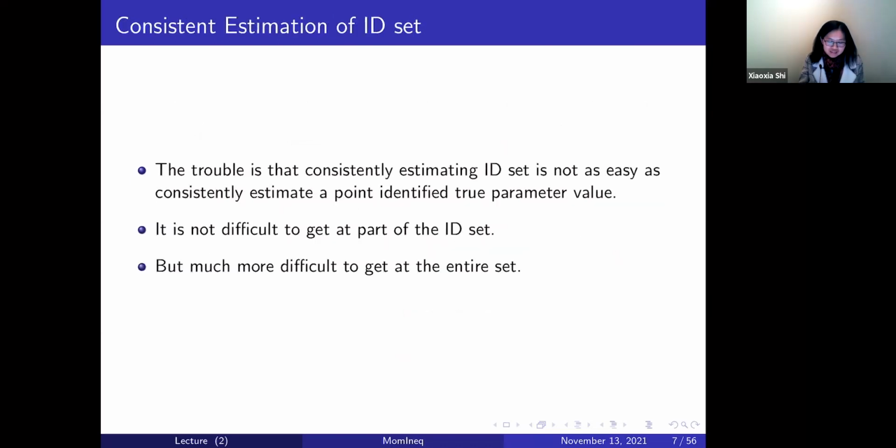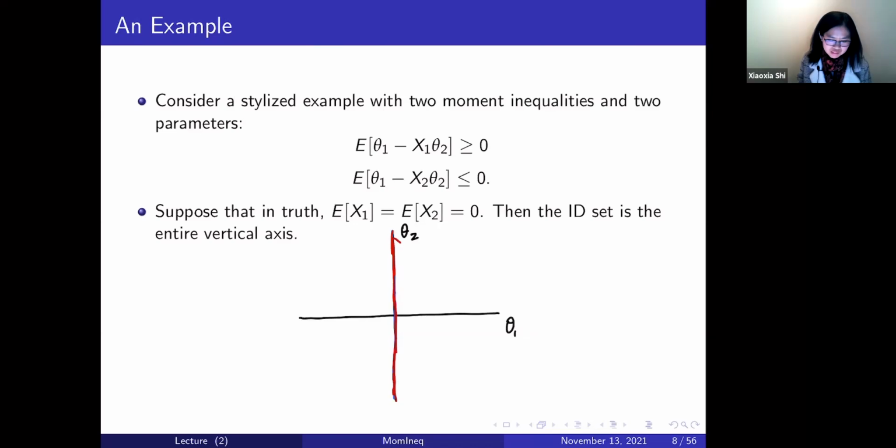However, the trouble is that this is a difficult task in a lot of problems. Consistently estimating the identified set is much harder than consistently estimating a point identified true parameter value. The simple reason is that the identified set contains more than one value. It's not difficult to get at part of the identified set, some points in it, but it's much more difficult to get at the entire set, to find all the points that may satisfy the moment conditions. To illustrate the difficulty, let's consider a slightly stylized example with just 2 moment inequalities and 2 parameters. These are 2 linear moment inequalities with 2 parameters, theta 1 and theta 2. This is not realistic. It's just an example to illustrate that consistent estimation is difficult in this context.